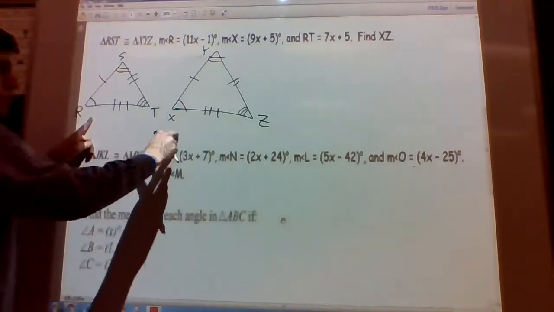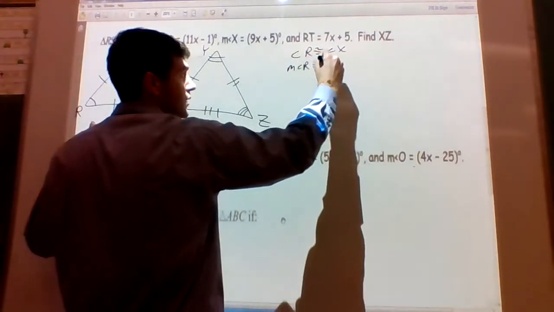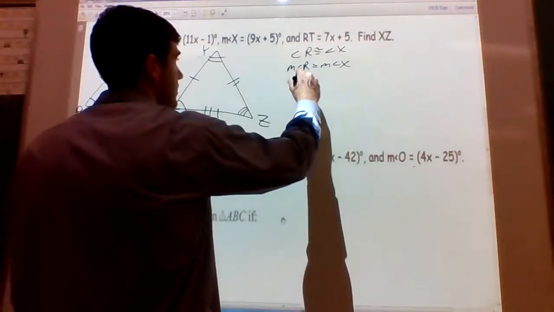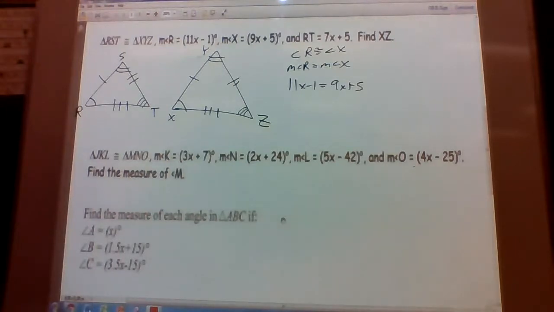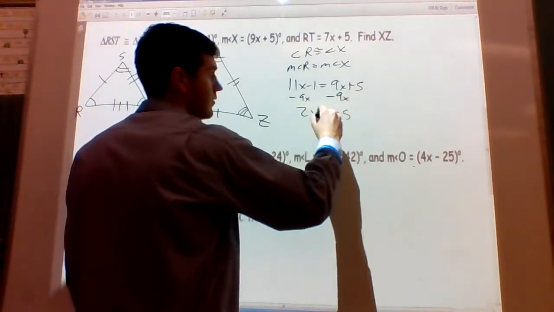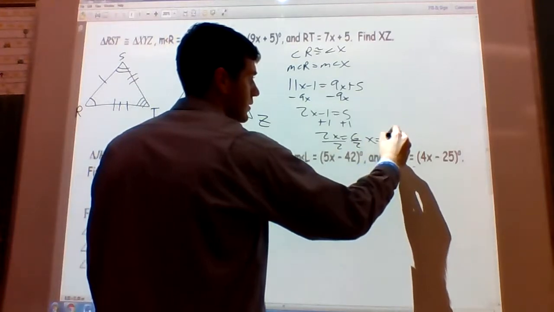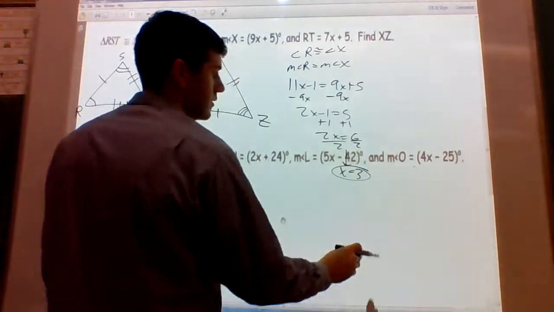So we know angle R is congruent to angle X, which means the measure of angle R is equal to the measure of angle X. Definition of congruence, right? If two angles are congruent, then their angle measures are the same. So we know 11x minus 1 is going to equal 9x plus 5. Minus 9x from both sides. 2x minus 1 is 5. Add 1 to both sides. 2x is 6. Divide by 2. X is going to be 3.